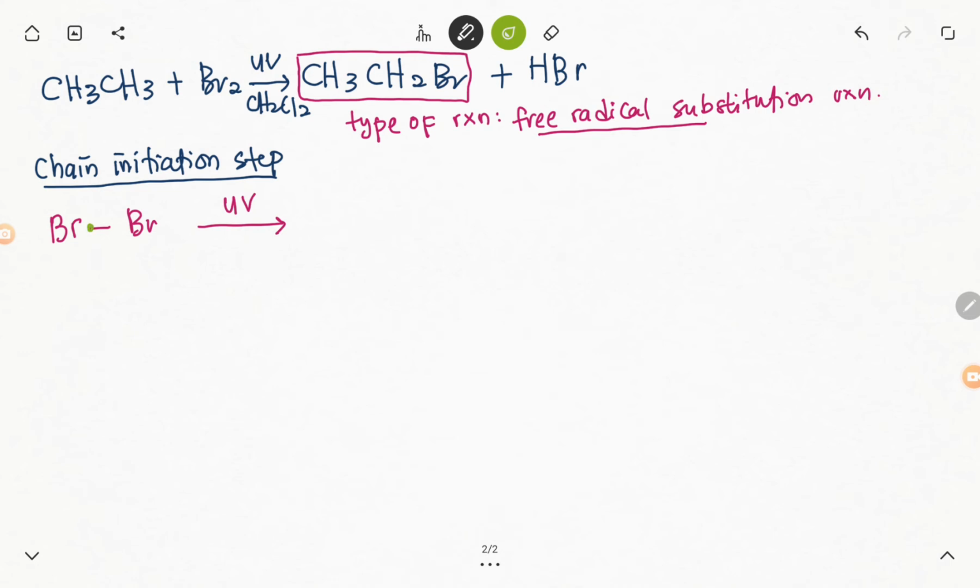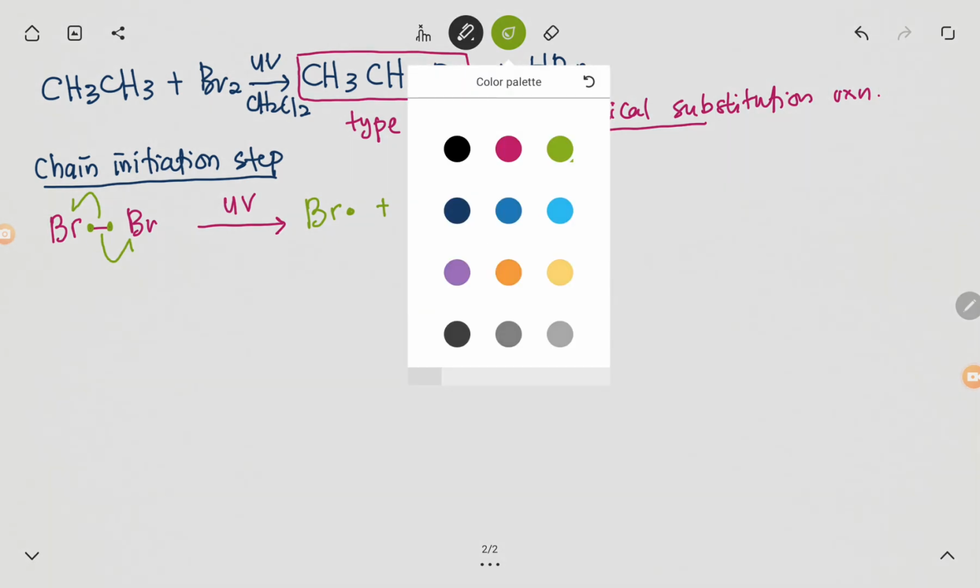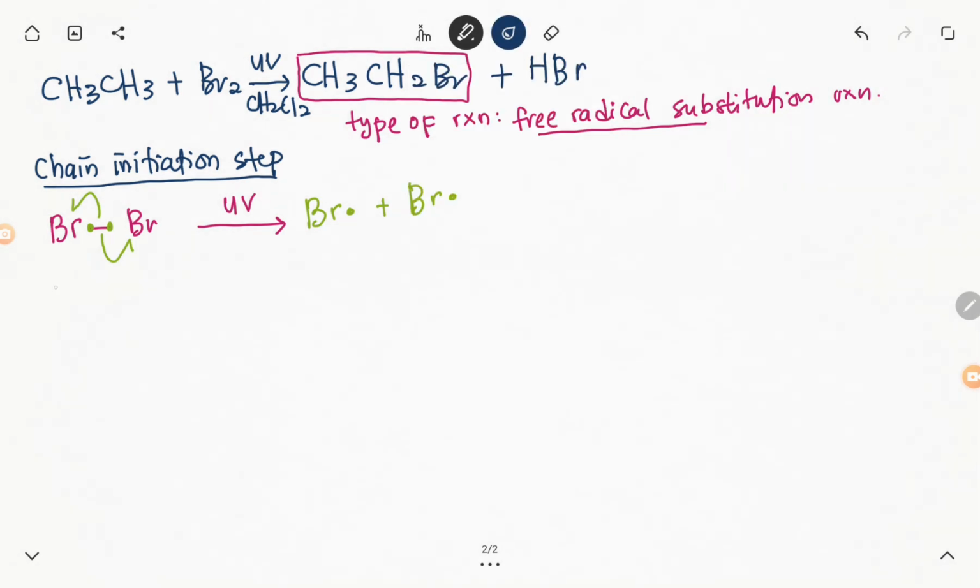This means one of the electrons in the bromine covalent bond goes to each atom. When the cleavage occurs, you must show a half-headed arrow from the electron toward itself and another half-headed arrow toward itself. It means each bromine atom accepts an unpaired electron, so we produce the bromine free radical species. Next, we proceed to the chain propagation.